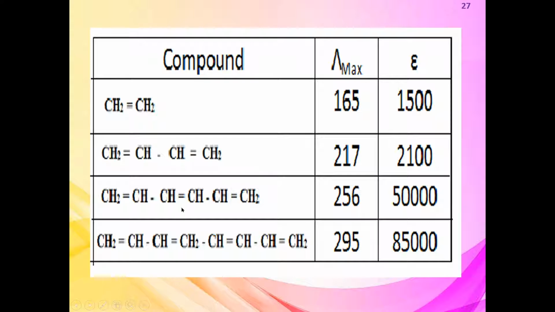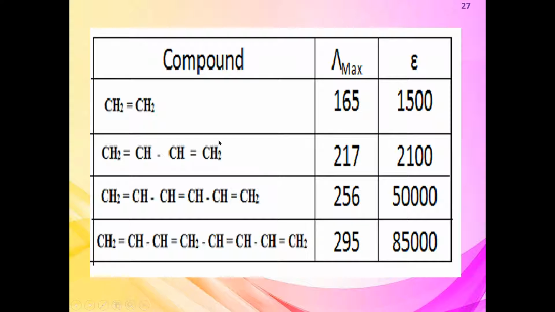With this, now take 1,3,5-hexatriene. There are three pi bonds at conjugated positions, and here again there is an increase in the lambda max value. Along with that, the peak height also has increased. So we can see that as the number of conjugated double bonds increases in a molecule, I repeat, as the alternate single and double bonds increase in a molecule, the lambda max value will shift to higher wavelength. Simultaneously, there is an increase in the epsilon value.